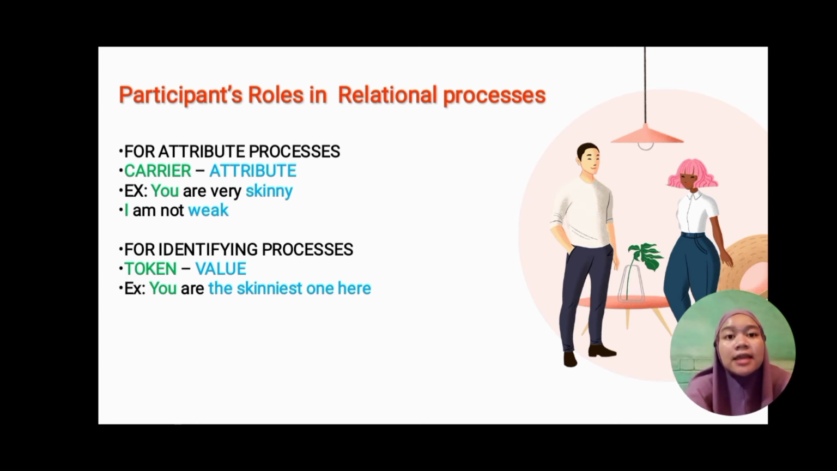The second one is identifying processes. Identifying processes give a value to a thing, and the participants should contain token and value. For example, you are the skinniest one here. You represents the token, are represents the process, and the skinniest one here represents the value. Remember that identifying has types: be, equality, signification, representation, indication, etc.